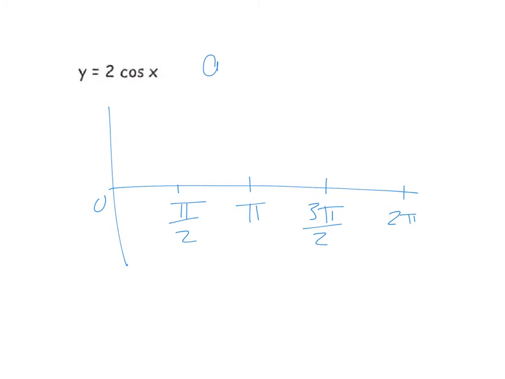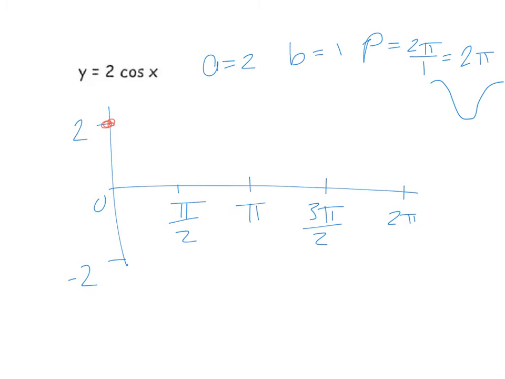For this graph, a is 2. So that means that my graph is going to go up to 2 and down to negative 2. B is also 1 here, meaning that, again, your period is 2 pi over 1, so it would just be 2 pi, meaning that it would take only a distance of 2 pi to have my full valley of cosine. So cosine always starts at its maximum.